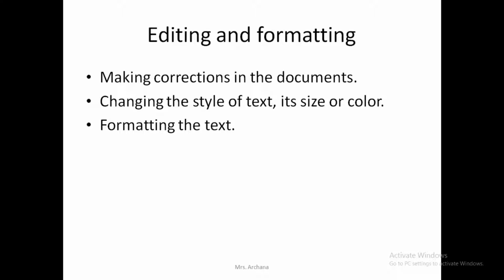Then changing the style of text, its size and color. The text style also we can change. Sometimes we can write in italic, sometimes we want to write in bold. Okay, these things also we can change. Then formatting text means the size of the text, type of the text, okay, and color also we can change. These are the formatting of the text. Now we will discuss about all these things.